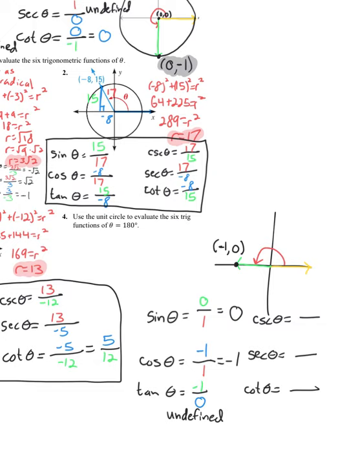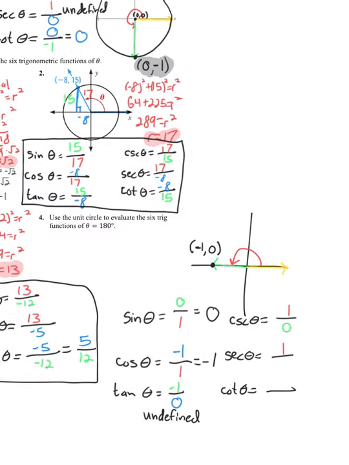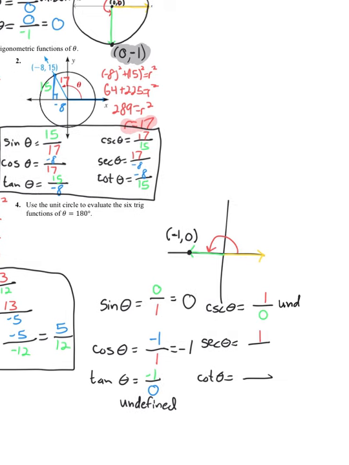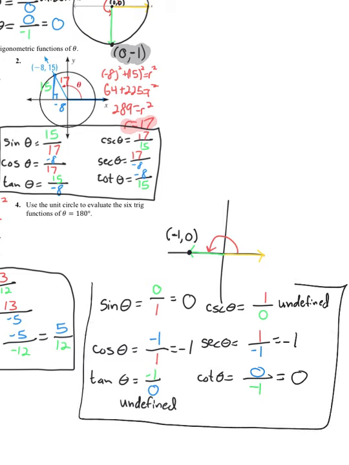Undefined. And then when we do reciprocal identities, cosecant is also an undefined function because we get it divided by 0. Secant is 1 over negative 1, so that's going to simplify to negative 1. And cotangent is 0 over negative 1. Again, I'm just using the reciprocal of whatever tangent was, and that's just going to become a 0. And that's how I'd evaluate something like problem number 4 there.